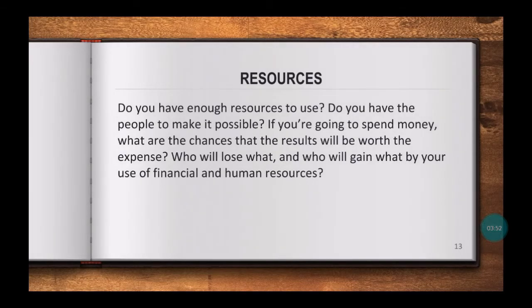So let's proceed to resources, which is the next step of crafting a communication plan. In resources, do you have enough resources to use? Do you have the people to make it possible? If you're going to spend money, what are the chances that the results will be worth the expense? Who will lose what? And who will gain what? Who will gain what by your use of financial and human resources?